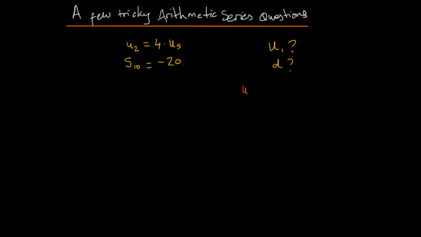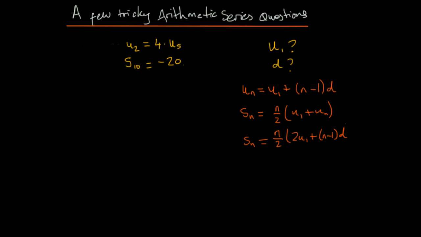We have that un equals u1 plus n minus 1 d, right? That's a general un term. And we have that the sum of n is equal to n over 2 times u1 plus un. And the last one is another different expression for Sn, which is n over 2 times 2u1 plus n minus 1 d. So those are our equations for arithmetic series, and how we're going to use them to figure out what u1 and d is.